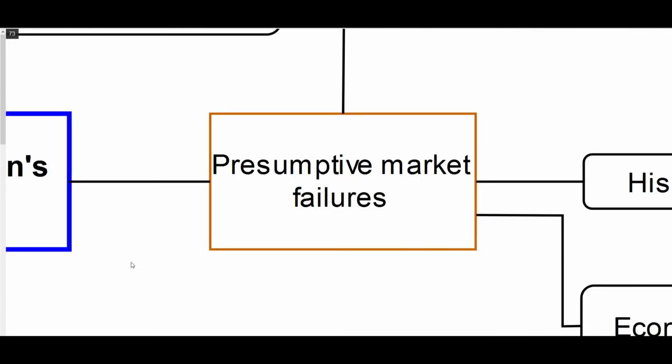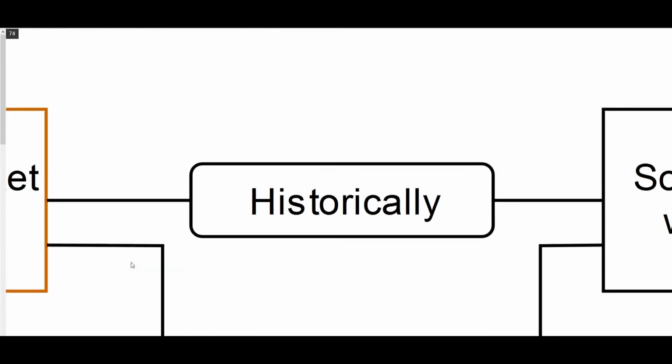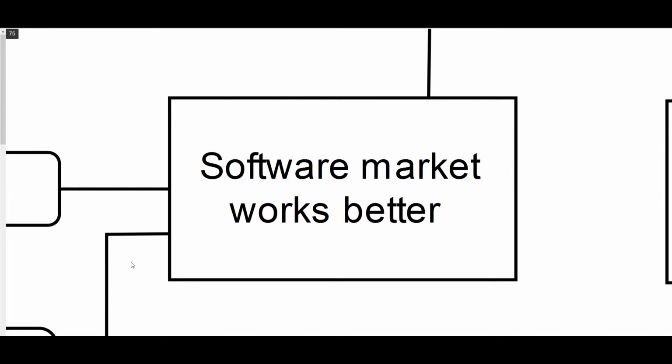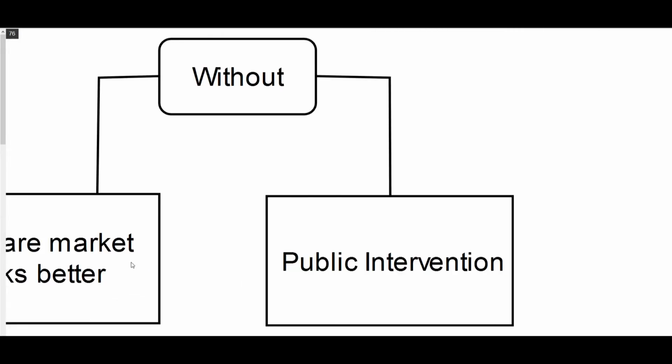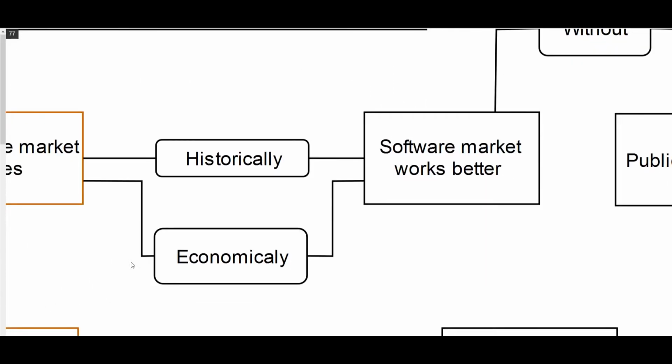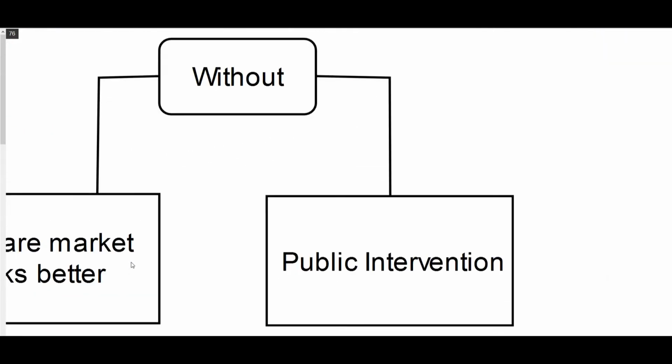This means that the free open software is clearly the best thing for the market. Now, historically, software market works better without any public intervention. Several studies have shown that. But not only that, economically, software market works better without public intervention.